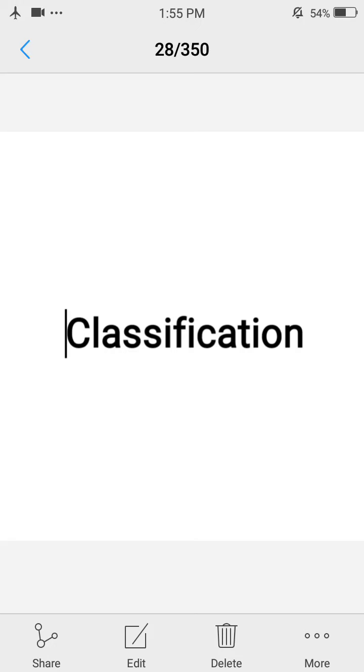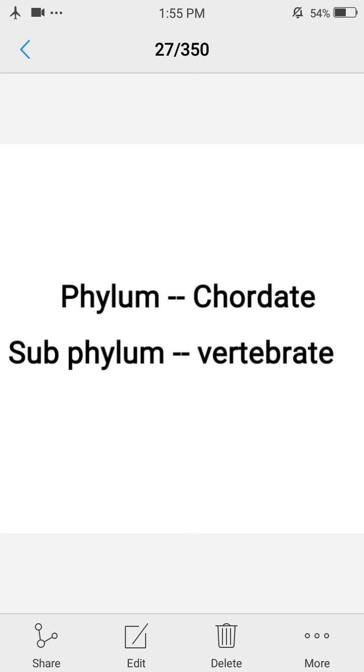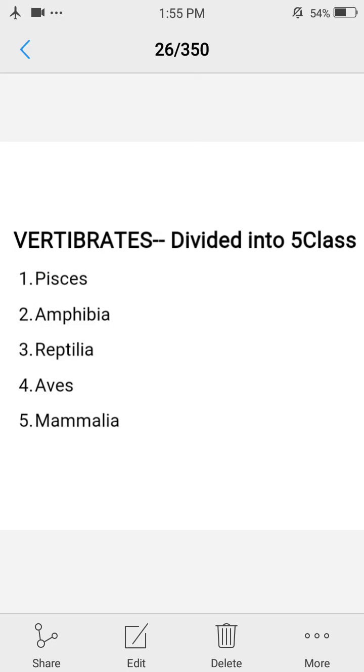Good morning, students. As you know, we are doing animal classification nowadays. We already learned that phylum Chordata is divided into two subphyla, vertebrates and invertebrates. And vertebrates are further divided into five classes: Pisces, Amphibia, Reptilia, Aves, and Mammalia. So, the first one is Pisces.